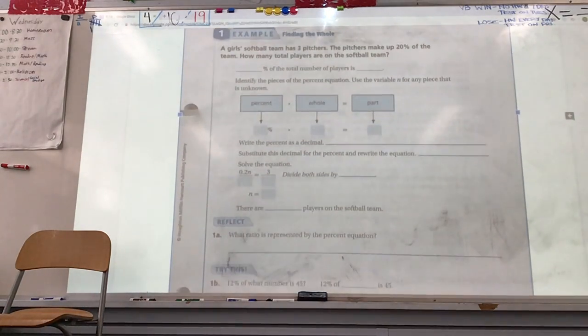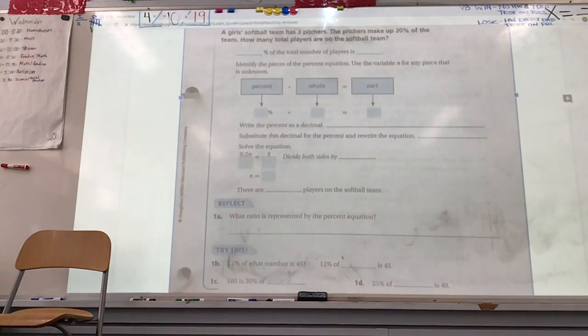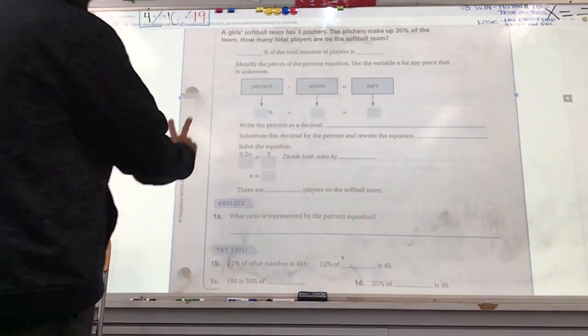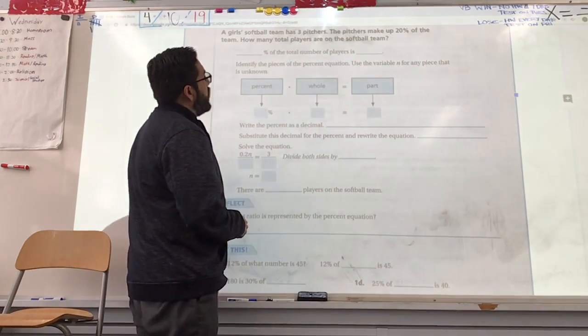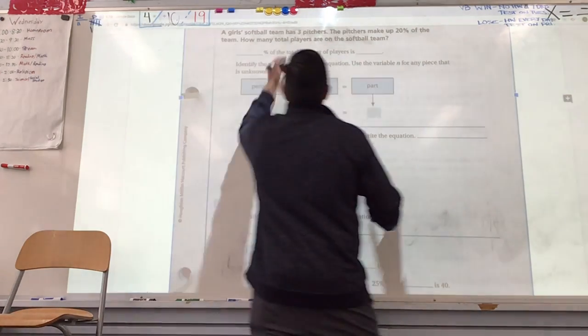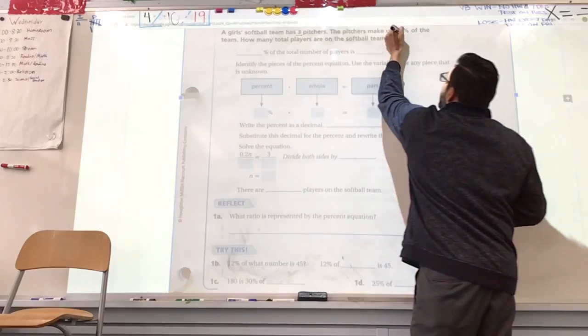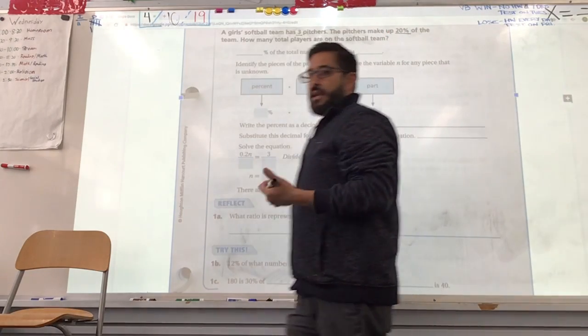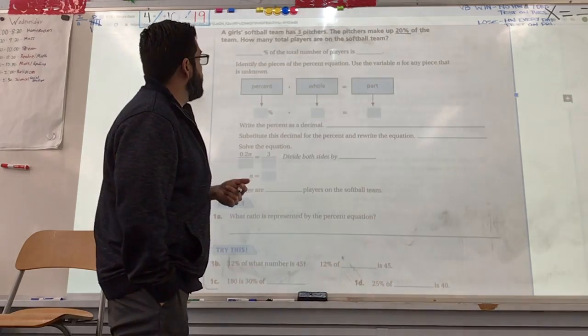And we'll end with example 1, if I'm being honest. A girls' softball team has 3 pitchers. The pitchers make up 20% of the team. How many total players are on the softball team? So these are the 2 inputs that I have, 3 and 20%.